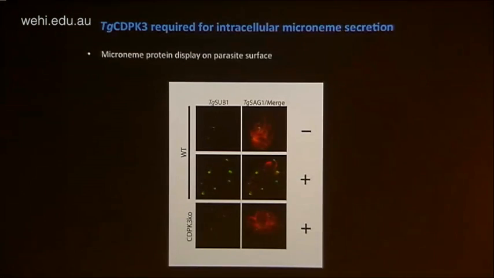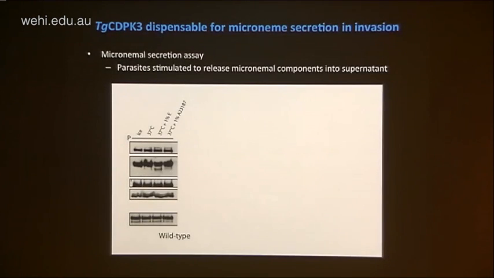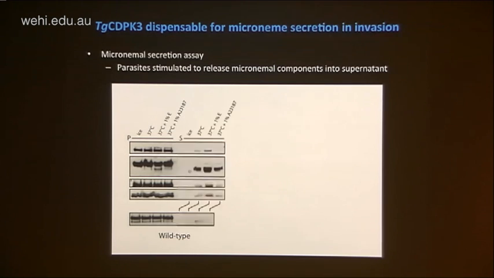So while parasites are intracellular, they can't egress normally, they can't activate motility, and they can't secrete their micronemes normally. What was interesting, though, is when we performed another kind of microneme secretion assay while parasites were extracellular, so they're not inside host cells trying to get out, they're outside trying to get in, microneme secretion was suddenly normal.